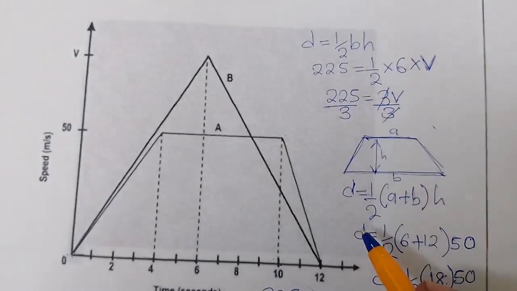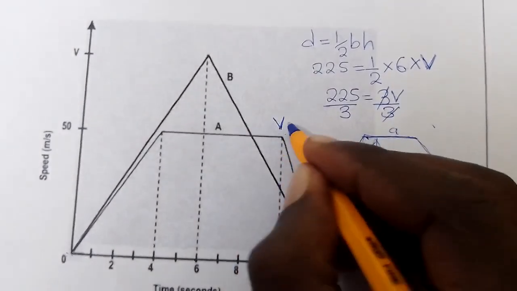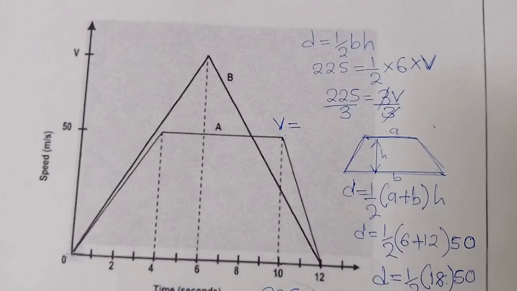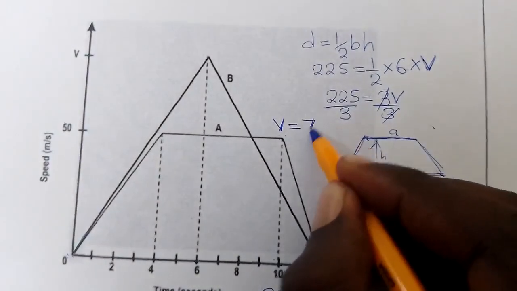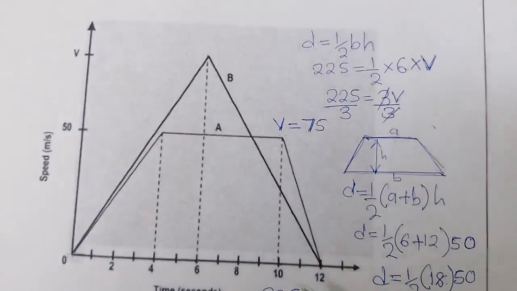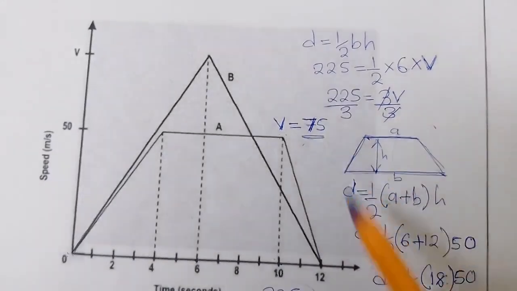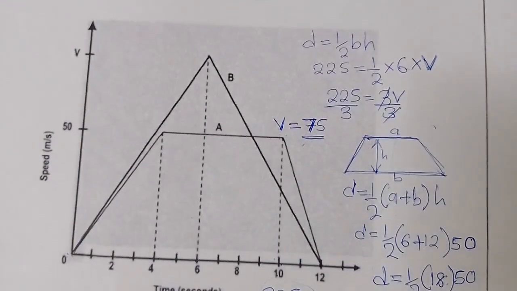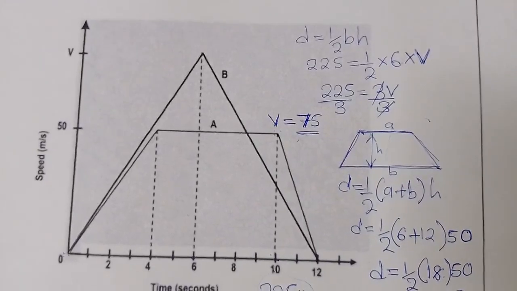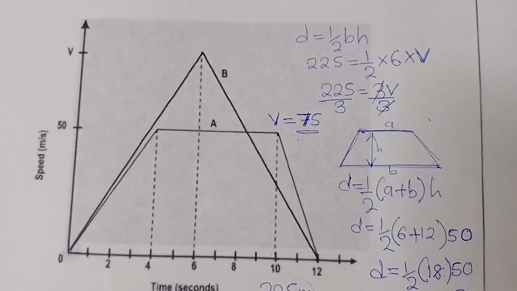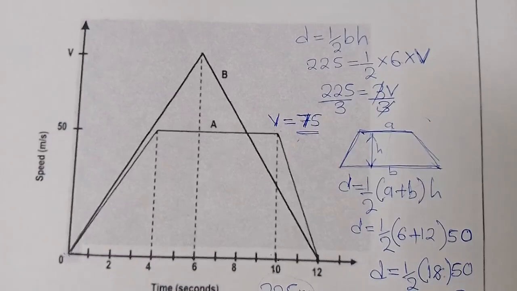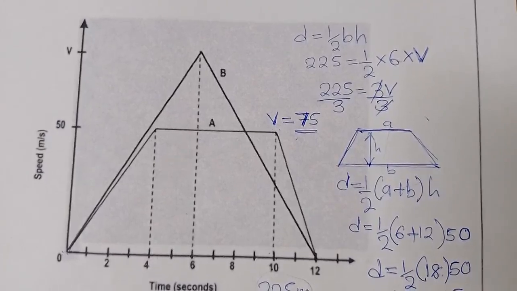3 cancelled. So v is equal to 225 divided by 3. What answer are you getting? You're getting 75. So your v is 75. The value of v is 75. So that's how you calculate the value of v. We move to this other question.